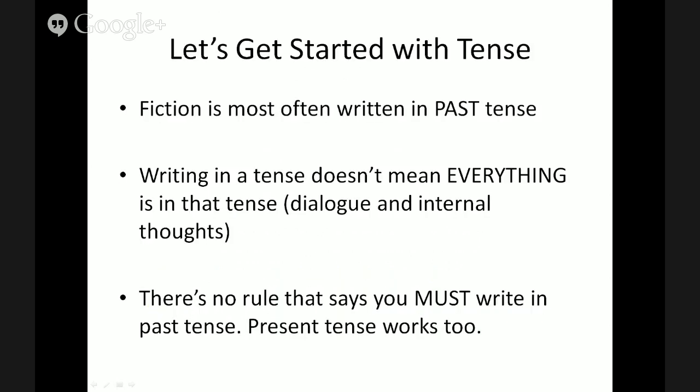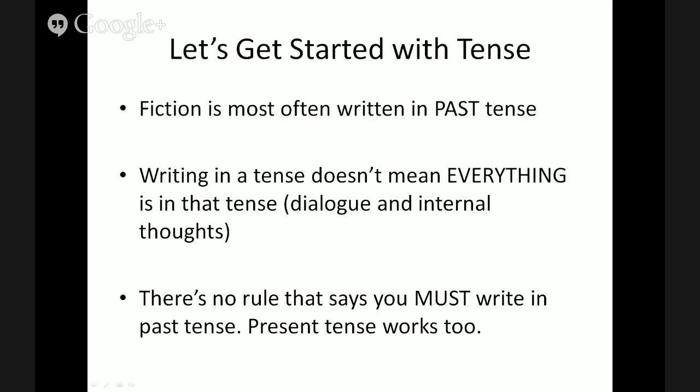And let's start talking about tense. Fiction is most often written in past tense. Sam had a question about this earlier on the Google Plus page. She asked if there are tense choices that make more sense for certain genres, and I said no. Fiction is most often written in past tense, though present tense is totally an option. It really has to depend on the story.